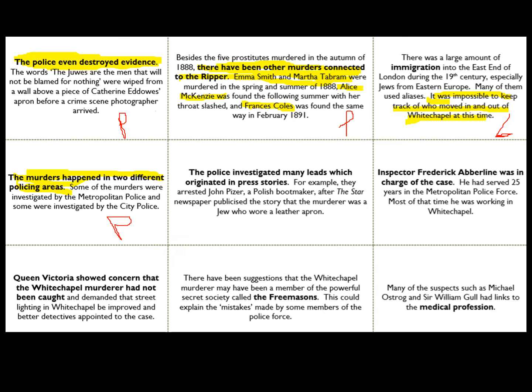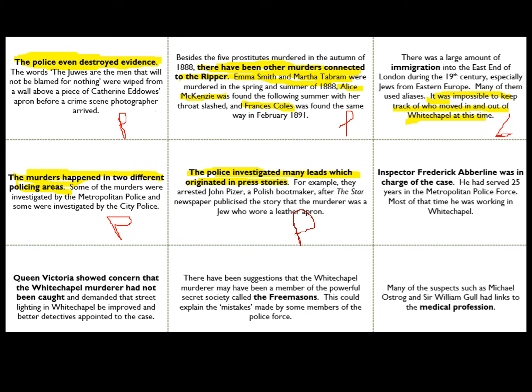The next card says the police investigated many leads which originated in press stories. So again, that's another police mistake. Rather than actually going out and investigating themselves, they listened to what the press were saying. For example, they arrested a man called John Pizer, who was a Polish bootmaker, after the Star newspaper published a story that the murderer was a Jewish man that wore a leather apron. So they just found the first Jewish man that wore a leather apron in the Whitechapel area and arrested him, which is obviously not correct, so that's another police mistake.